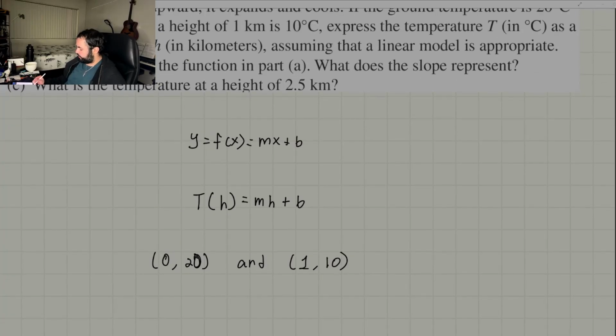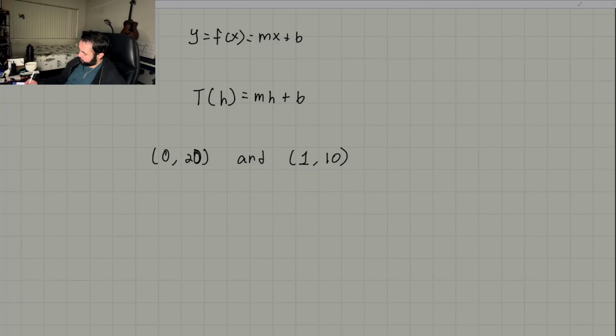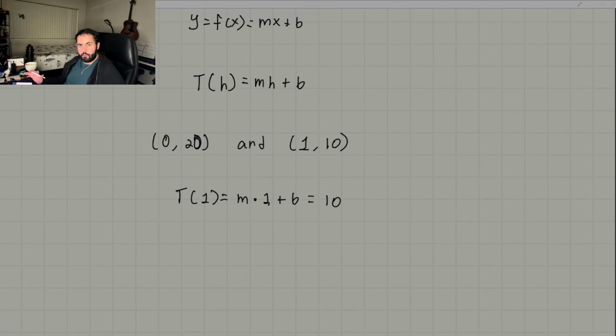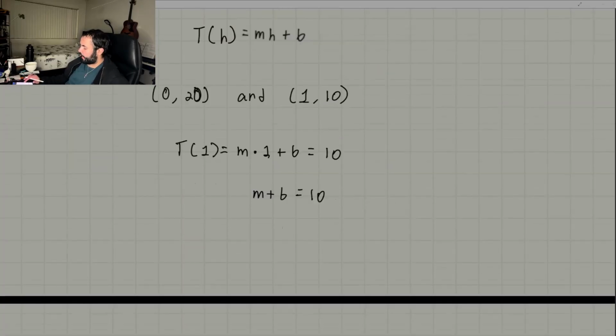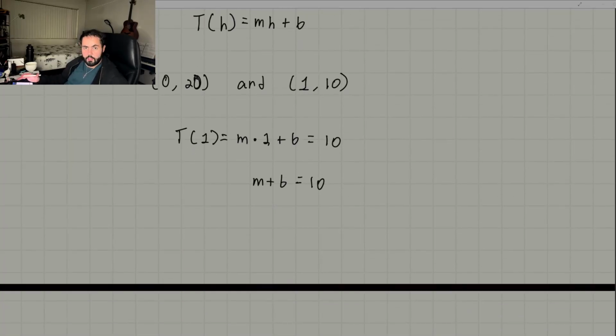If we plug in h is equal to 1 in this case, what do we get? Well, T at h is equal to 1 is equal to m times 1, which is this m, plus b, and this is equal to 10. But this doesn't really tell us anything. This just tells us that the slope plus the y-intercept is equal to 10, but we have no way of solving for either of these. So clearly, we're not at that point yet where we can use this data point.